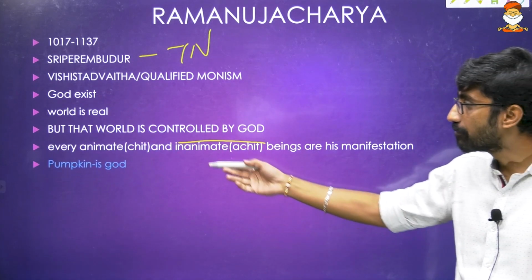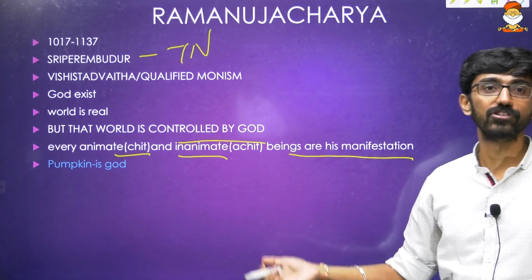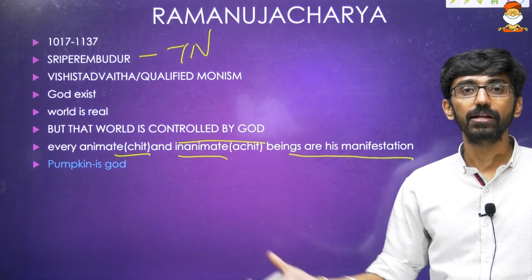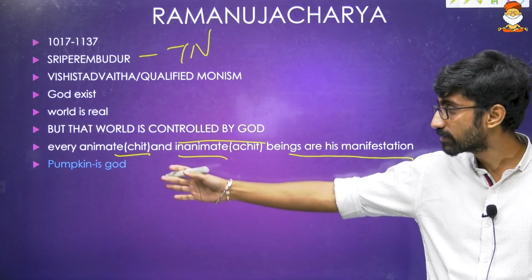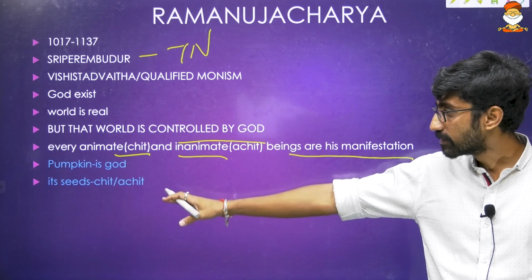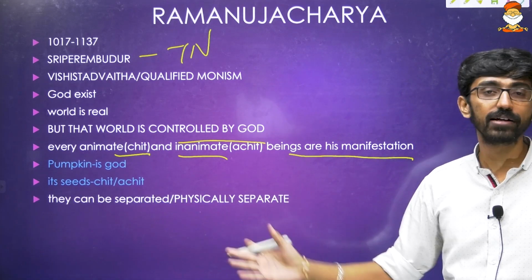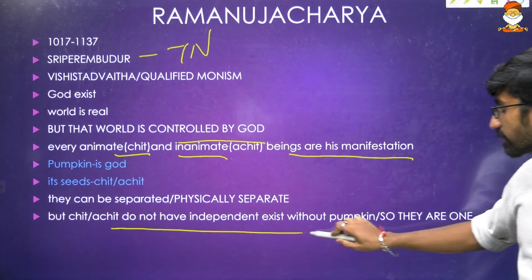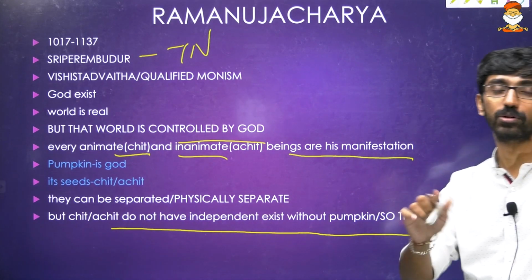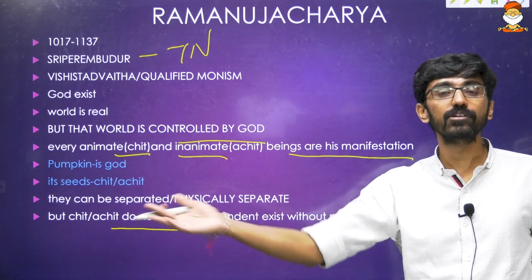He says that every animate, that is Chit, and inanimate, that is Achit, being is his manifestation. Whatever the matter and non-matter are, they are manifestations of God. He gives the example of a pumpkin as God, and the seeds as Chit and Achit. Physically you can separate them, but Chit and Achit do not have independent existence without the pumpkin, so they are one only. You cannot completely separate them.